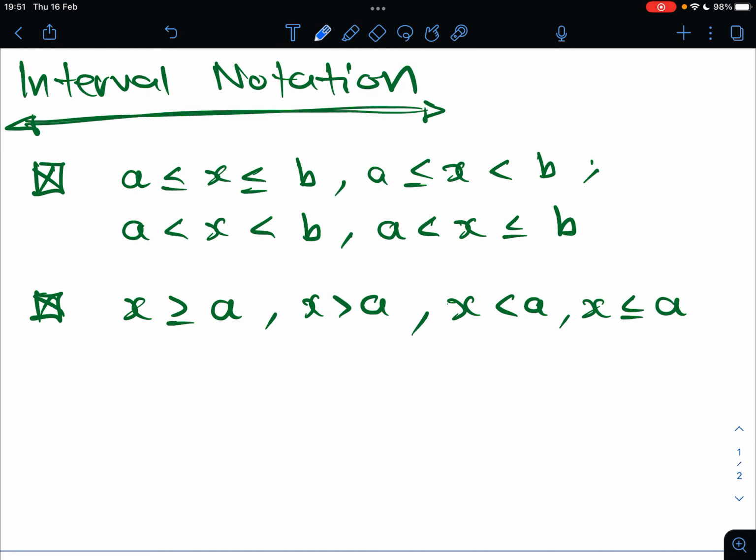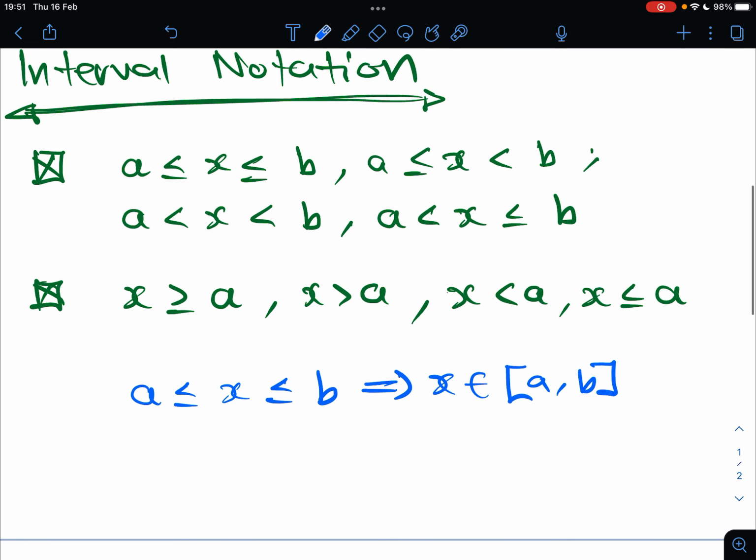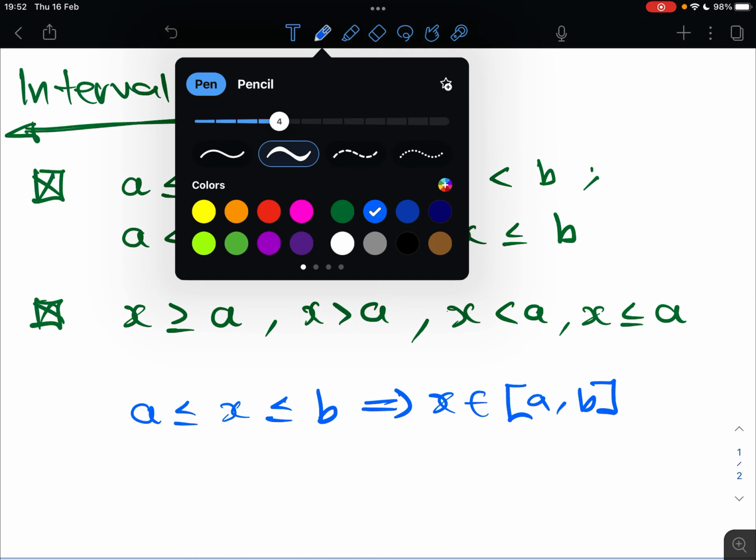So something like x is less than or equal to b can be written using interval notation as simply saying that x is an element of, then you open a square bracket, then a to b. You see that? So one thing that you can simply say is that the interval notation is something which makes the following transformations. You see that?